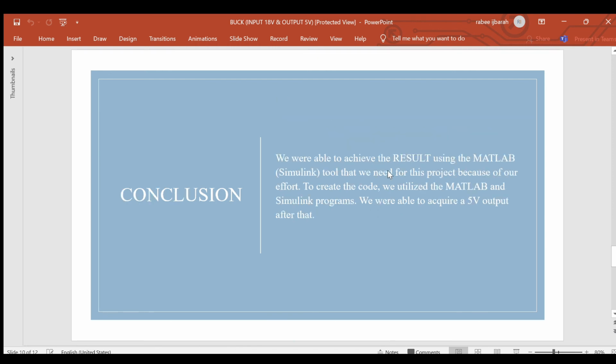For the conclusion, we were able to achieve the result using the MATLAB Simulink tool that we need for this project because of our effort. To create the code, we used the MATLAB and Simulink program. We were able to acquire a 5 volt output after that. And thanks.